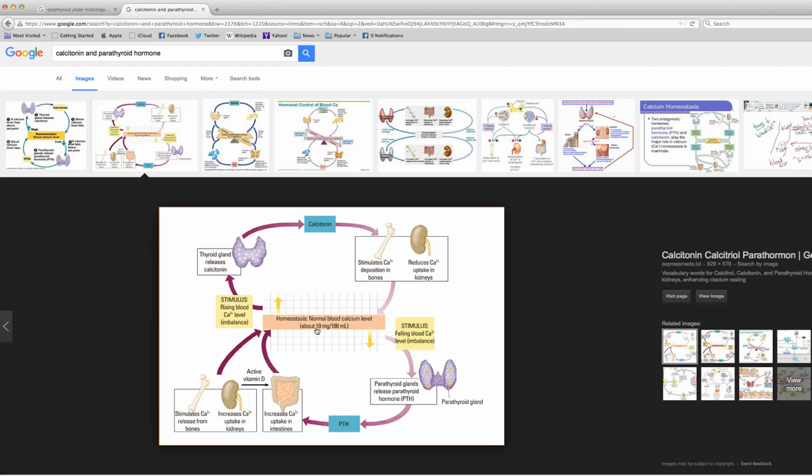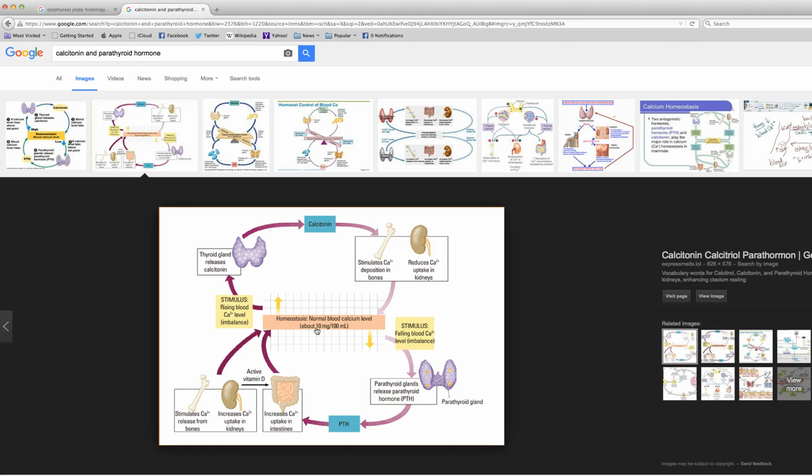The opposite of that is falling blood calcium levels. The parathyroid gland is going to secrete something called parathyroid hormone into your bloodstream. So as our blood calcium falls, we need to raise that blood calcium level up again because it's vital for any type of muscle contraction, including heart contraction, skeletal muscle contraction.